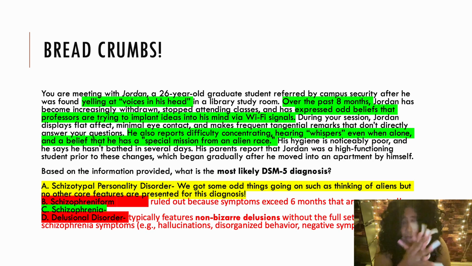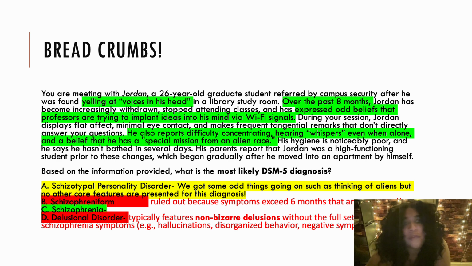So then, boom, here he is. I have my breadcrumbs. I have yelling voices in his head. 8 months. Express odd beliefs. Professors are trying to implant things in his head, right? So the first one, it says A, schizotypal personality disorder. We've got some odd things going on there, right? Such as the thinking of aliens, but there are no other core features presented for that diagnosis, right?